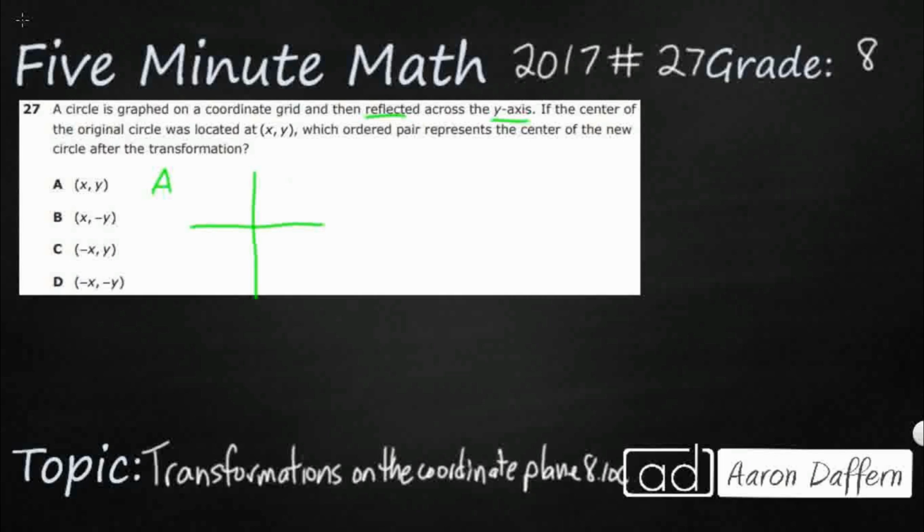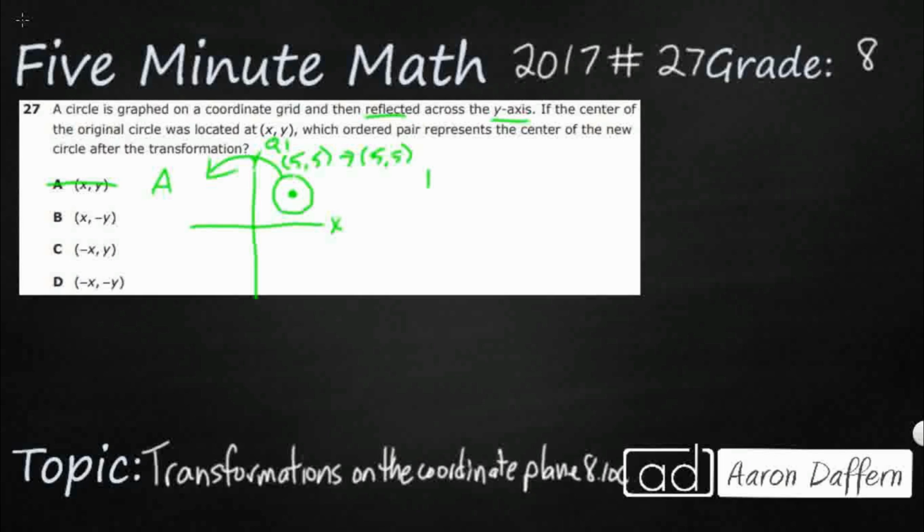Alright, so I'm going to put my circle right here. All I know is it's in quadrant 1 because the center of the original circle is right there because it's positive x, positive y. Let's just call that center 5, 5. We'll use that for all of our examples here. So what do we do with A? Well, 5, 5 turns into positive x, positive y, 5, 5. It doesn't move anywhere. But it's supposed to be reflected across the y-axis. So it's supposed to flip over right there. So that is not going to work because it didn't move anywhere.